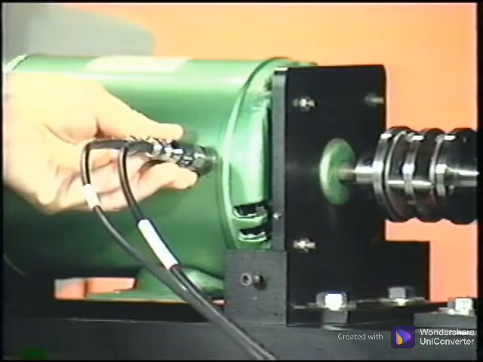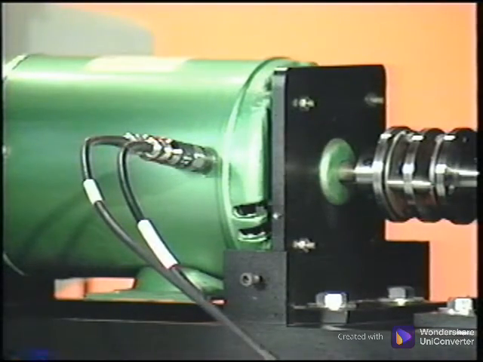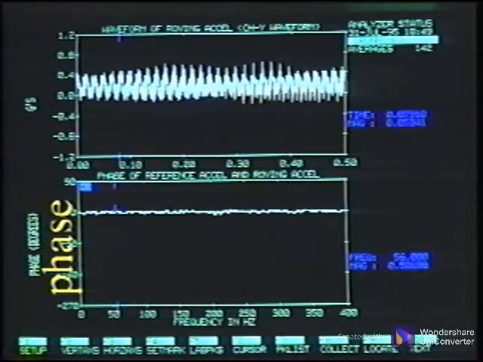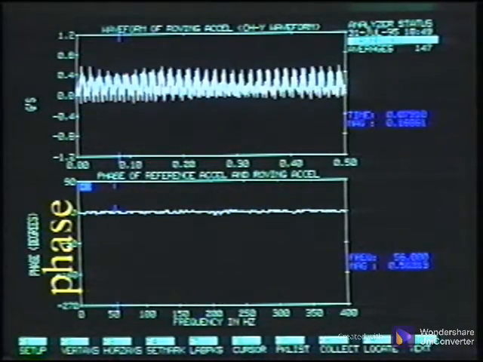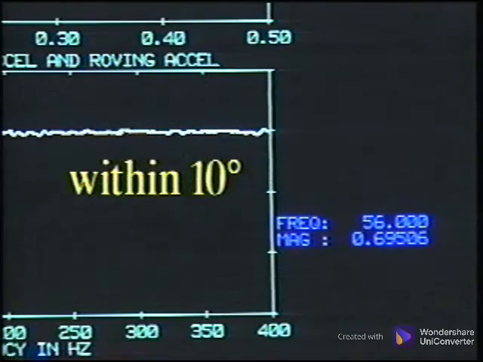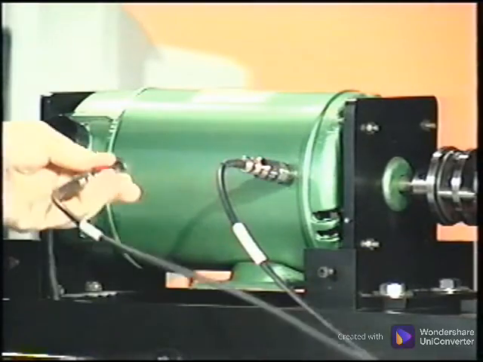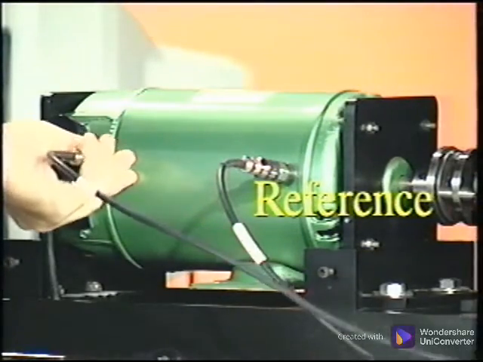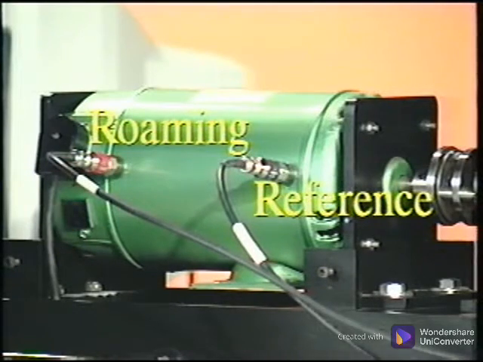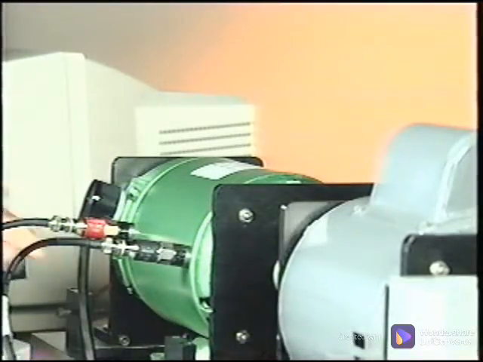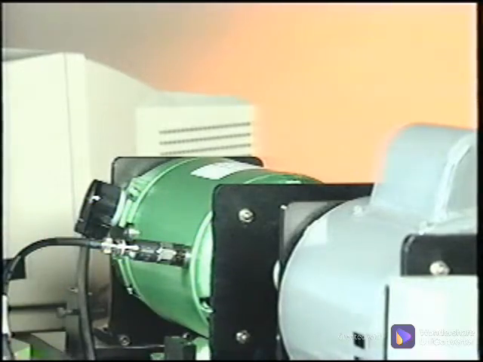To check for this, place the two sensors side by side on a machine and check the phase between the two. They should read exactly the same or within 10 degrees of each other. Now select one sensor as the reference and the other as the roaming sensor. In some multi-channel analyzers, the X channel must be the reference. In systems using A and B channel references, the A channel typically is the reference channel. Then make the measurements, storing the data for later retrieval and analysis.